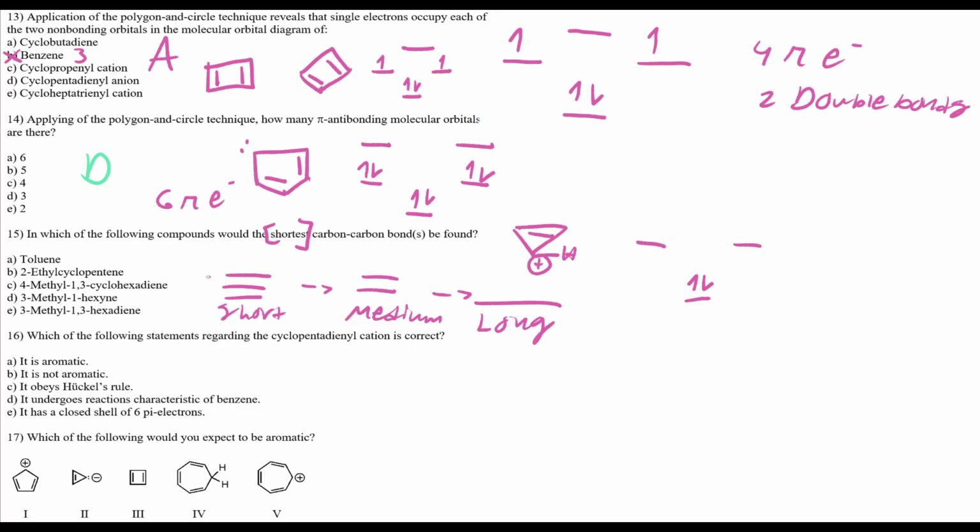And I know that triple bonds are going to have what? The shortest bond length, but they're going to be the strongest. Okay, so hexyne is the shortest because it's a triple bond. So 3 bonds. And I know that it's super short, so it'd have to be D. Okay. 16. Which of the following statements regarding the cyclopentadienyl anion is right? Okay, well, the cyclopentadienyl anion. Let's draw this.